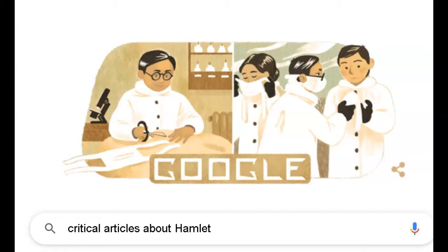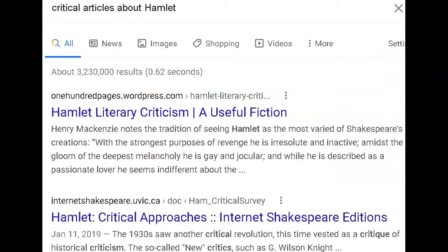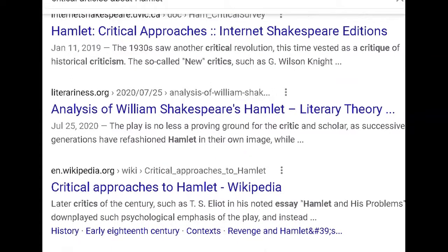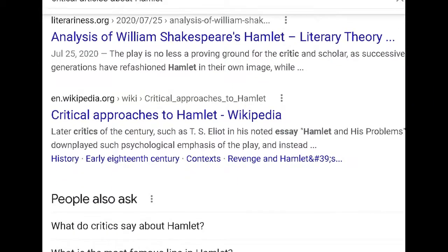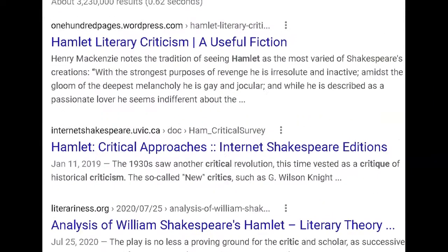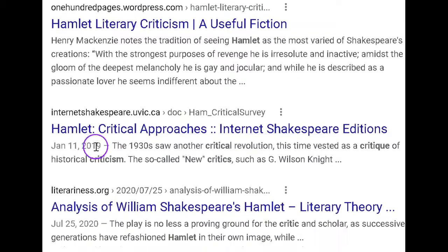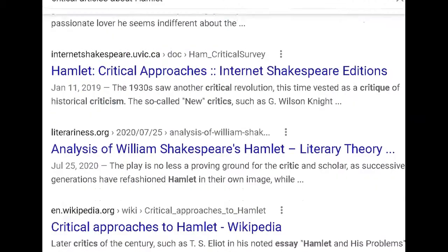So let's see what happens if I type critical article and then my title. Now look what we have. We have all sorts of wonderful articles that are written from sources other than Spark Notes and so forth. Now we have to eliminate some things. This one's a blog. We can't use a blog. You probably know more than the blog writer knows, so we can't use that. This one's good. This is from a university, so that one's good.